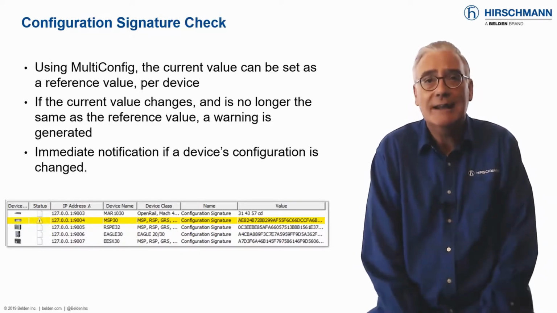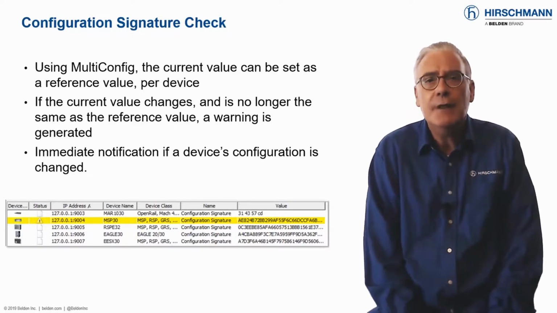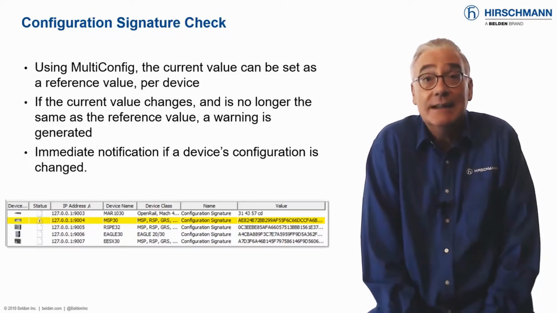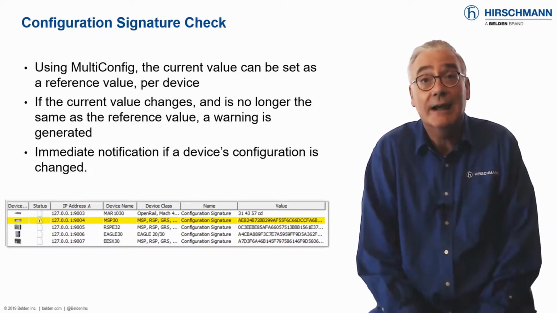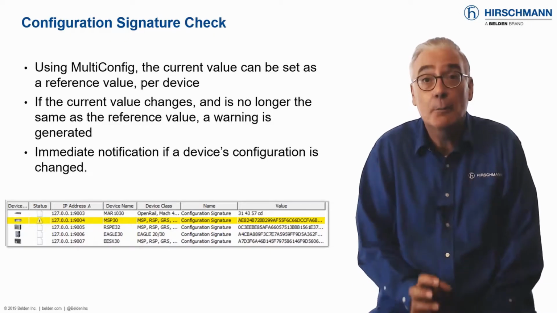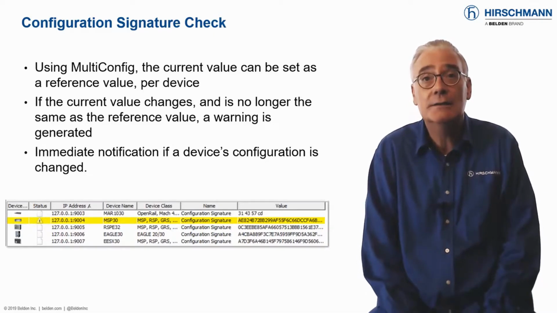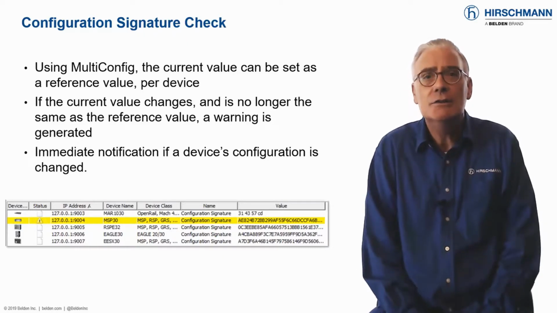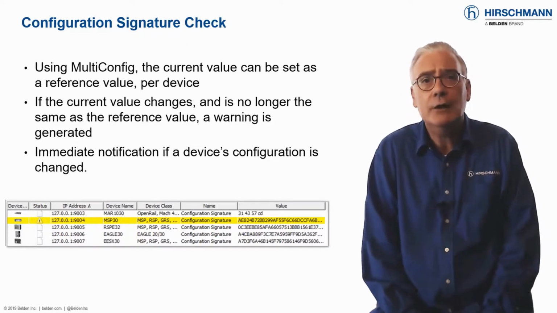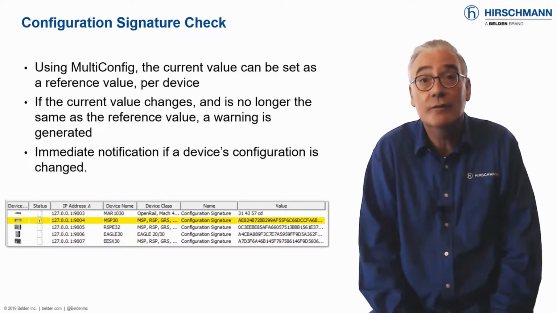Each switch has a configuration checksum known as a signature. If the configuration changes, the signature will change and Industrial HiVision will generate an alarm. Even better, if the configuration is reverted to the previous value, a third signature will be generated, not the original signature. So you can prove that a configuration was changed, even if the change has been reverted.